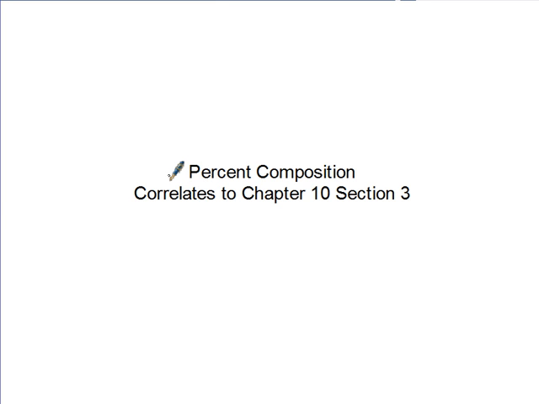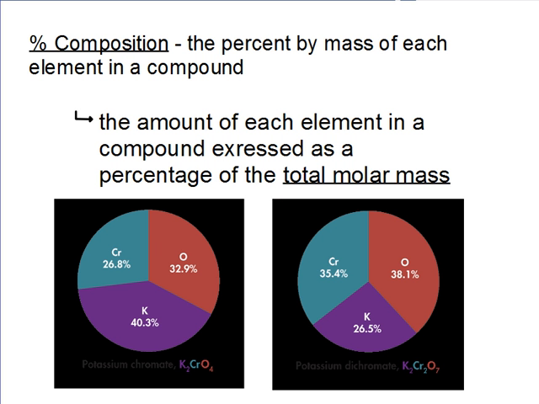Okay, so today we're going to be talking about percent composition, and this lesson correlates to Chapter 10, Section 3 in your book. So percent composition is defined as the percent by mass of each element in a compound. So your compound has a total mass, and then we look at what mass of that compound comes from each individual element, and we turn that into a percentage.